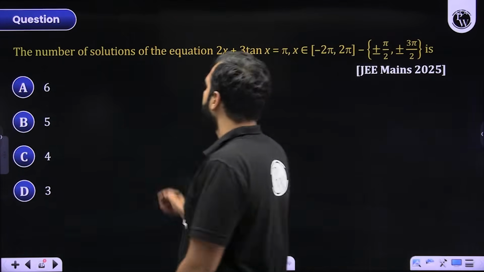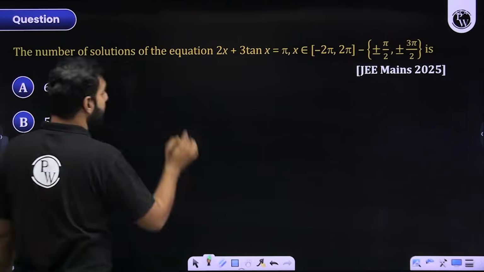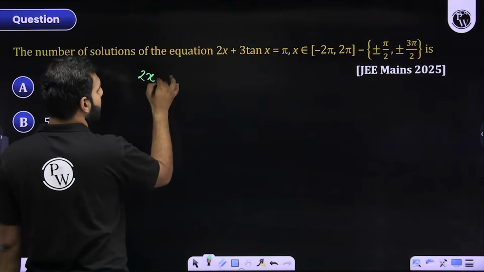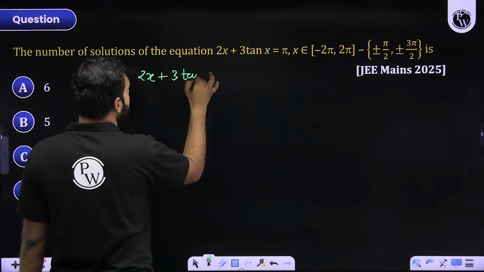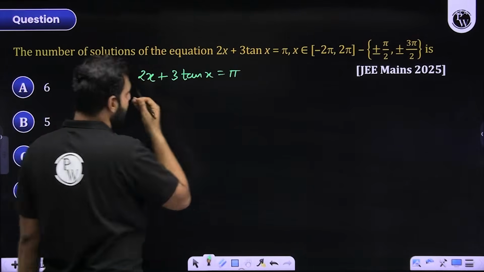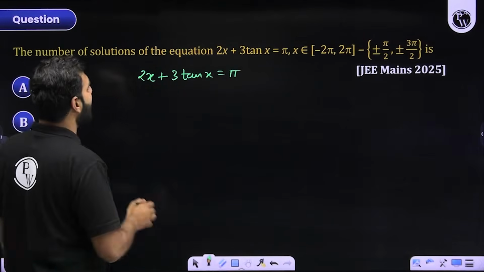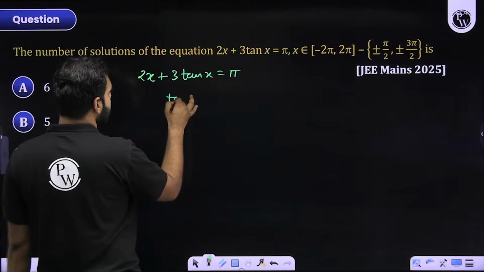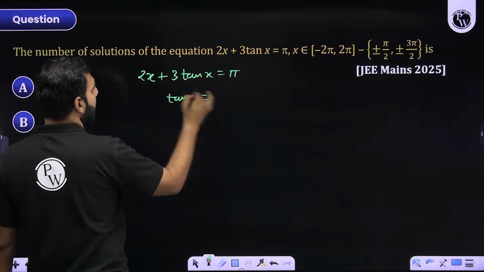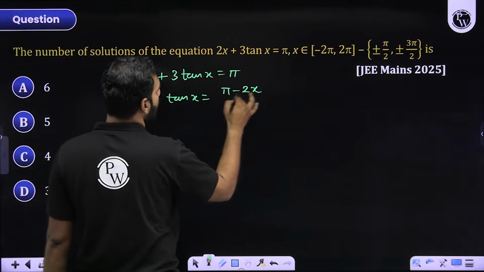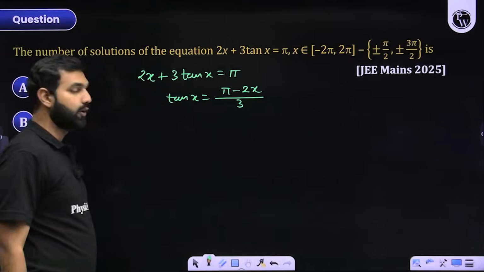Here, the number of solutions of this equation. What is the equation, sir? The equation says 2x plus 3 tan x is equal to pi. All right, that's great. I know how to draw the graph of tan x. So can I not say that here tan x will be pi minus 2x, whole divided by 3? Did you get this part?